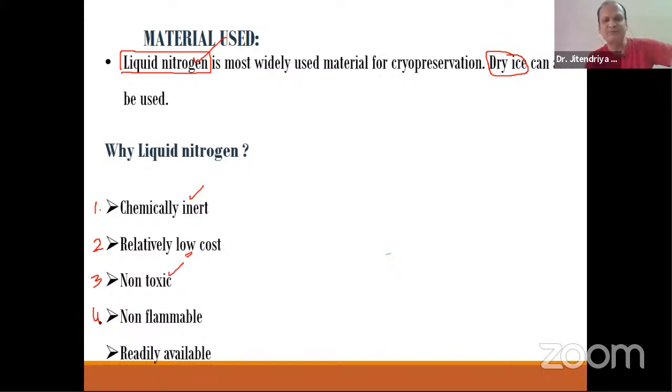There is no need of any fire to it, so it is a good option. As well as, it can be readily available. It is mostly found wherever cryopreservation is needed, blood bank type of thing, they also require this.